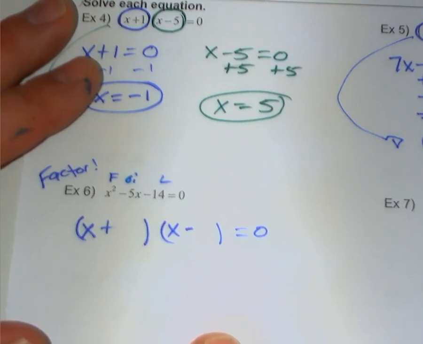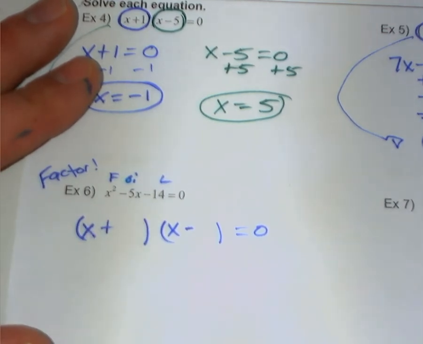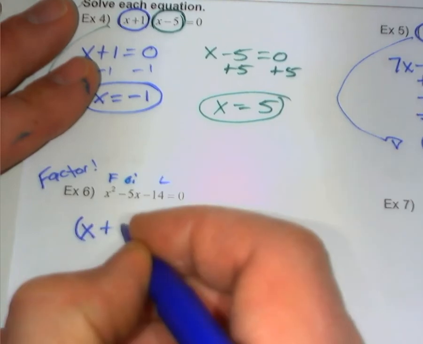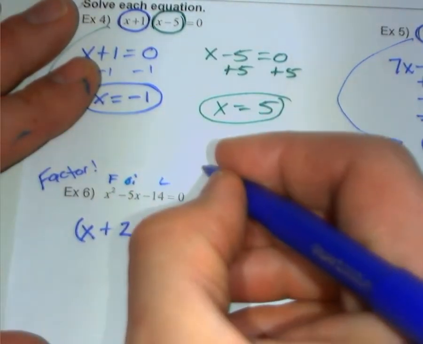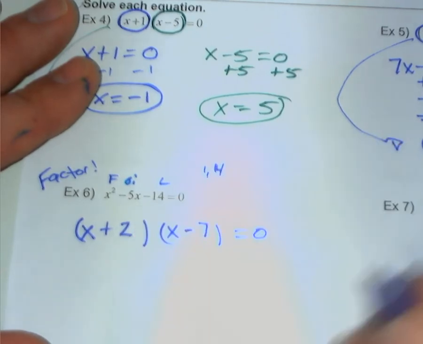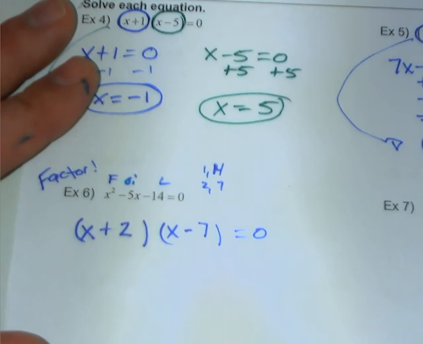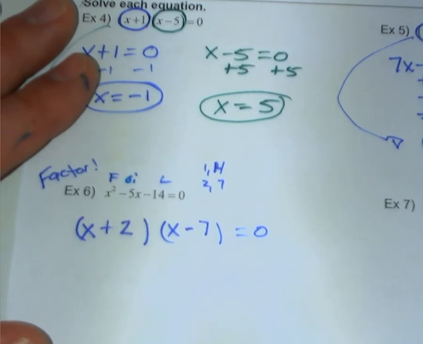2 and 7. Who's positive and who's negative? It's got to add up to a negative 5x. The big guy or the little guy? The big guy's got to be negative. So the 7's got to be negative, and the 2's got to be positive. So again, factors of 14 are 1 and 14. You could try 1 and 14, those aren't going to work, but 2 and 7 does.